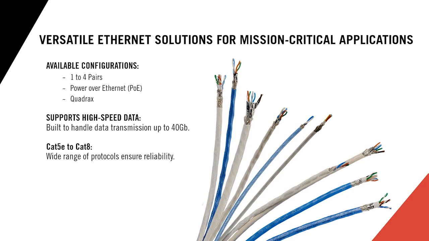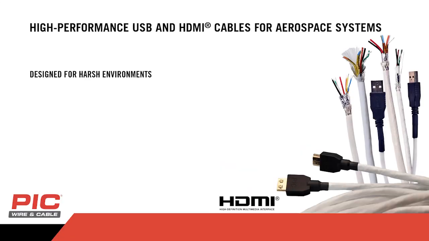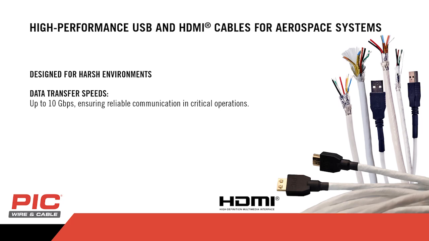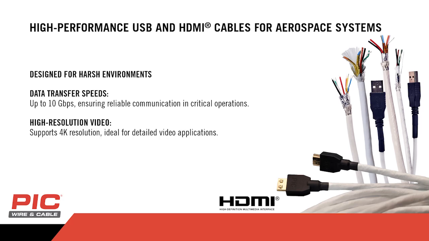This diverse range of cables ensures that you have the right Ethernet cable to meet your high-speed data requirements in mission-critical applications. Our USB cables are designed for harsh aerospace conditions that deliver transfer speeds up to 10 gigabits per second, ensuring uninterrupted, reliable communication in critical applications. While our aerospace certified HDMI cable with Ethernet meets stringent standards for consistent, high-quality performance, making it ideal for high-resolution video applications that can support 4K resolution while simplifying networking with integrated Ethernet capabilities.